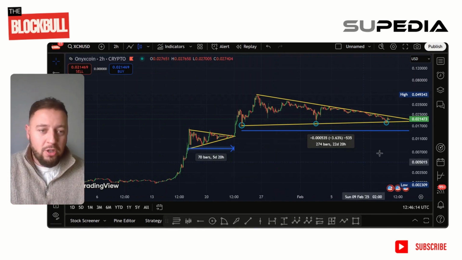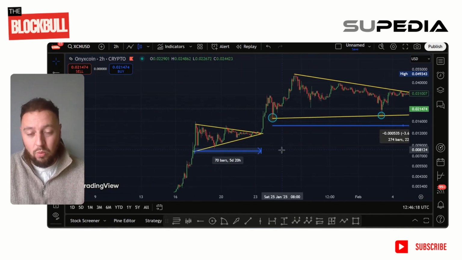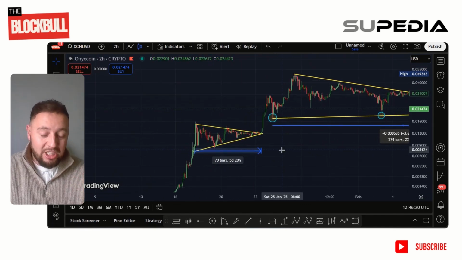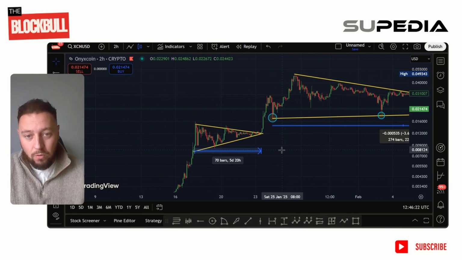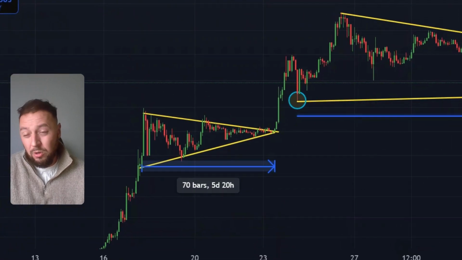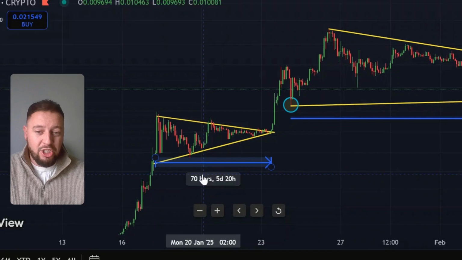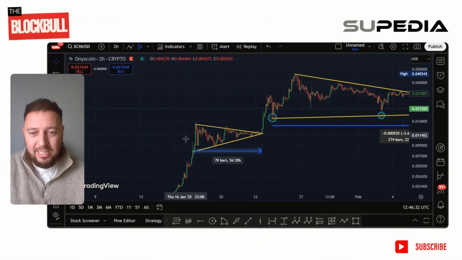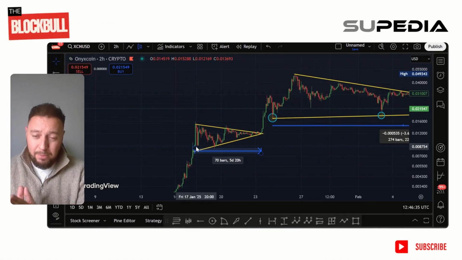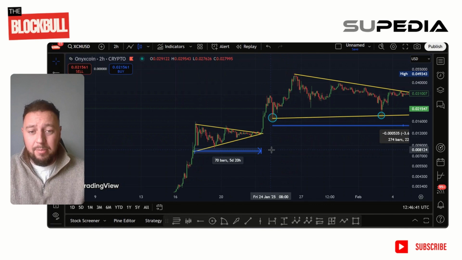Anyway, we're going to focus on this first bull pennant, and this is going to teach you the technique, which is what I'm applying now to target this next move. This is basically 70 bars. We're on the 2-hour chart here. So 70 bars, at 2 hours each, equates to 5 days and 20 hours. That is the inception of the start of this bull pennant all the way up to the tip of this apex. Yeah, 70 bars.